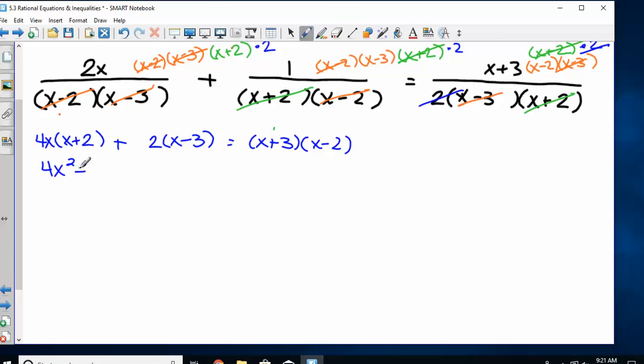We get 4x squared plus 8x plus 2x minus 6 equals, if we FOIL here, x squared minus 2x and plus 3x would just be plus x minus 6.